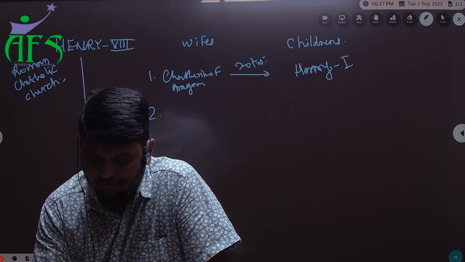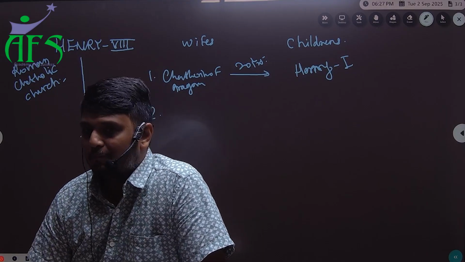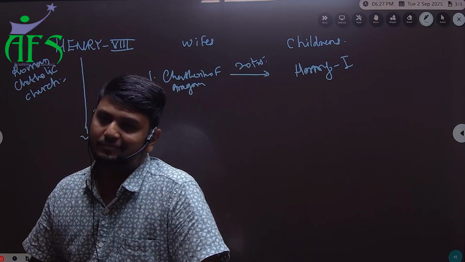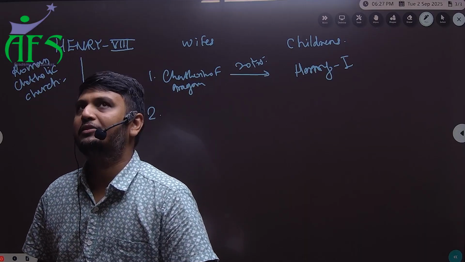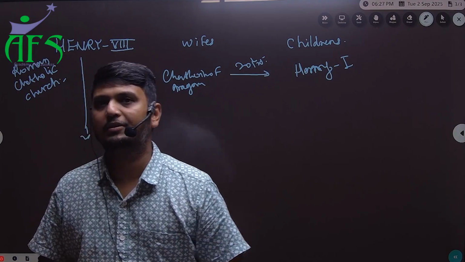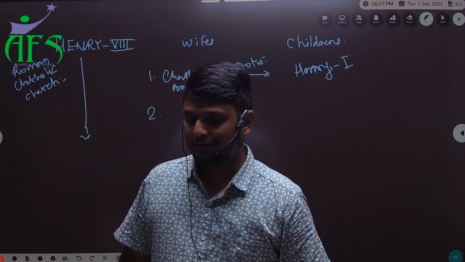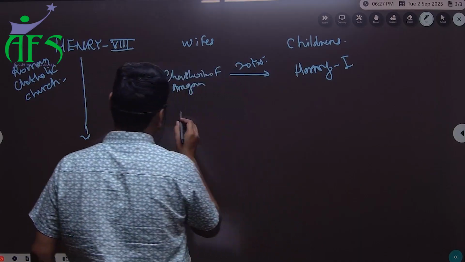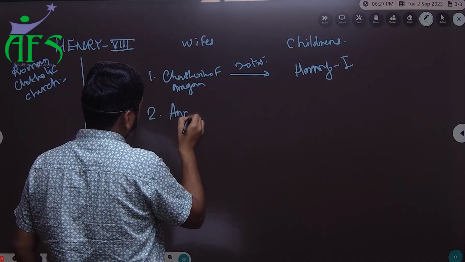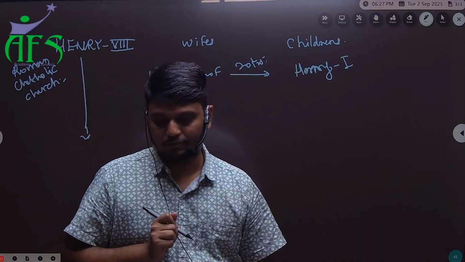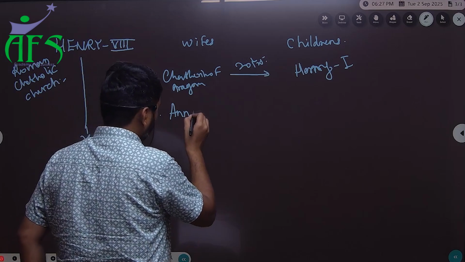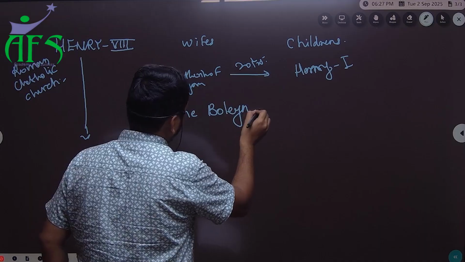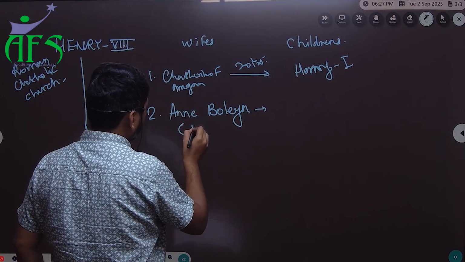Actually, she was the lady who was beheaded because of her adultery and her vicious behavior. And this lady is Anne Boleyn. This lady will tell you she was beheaded.